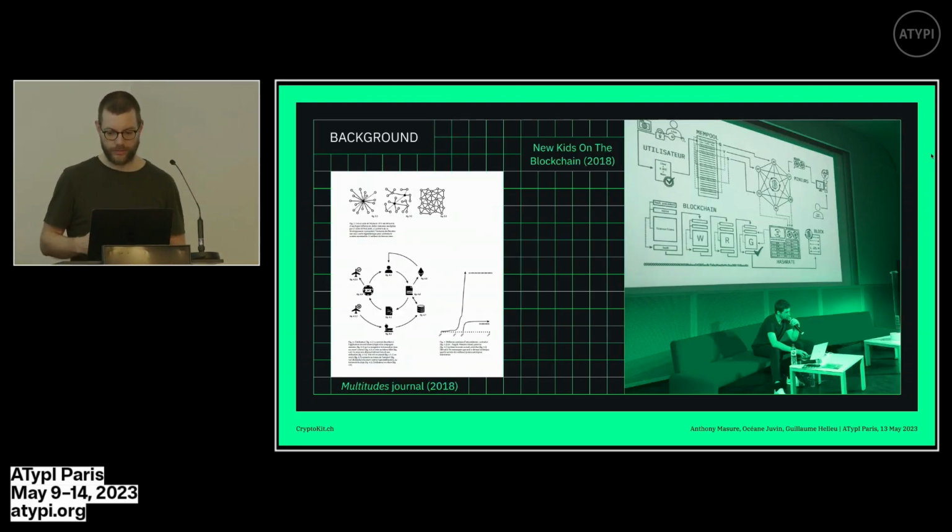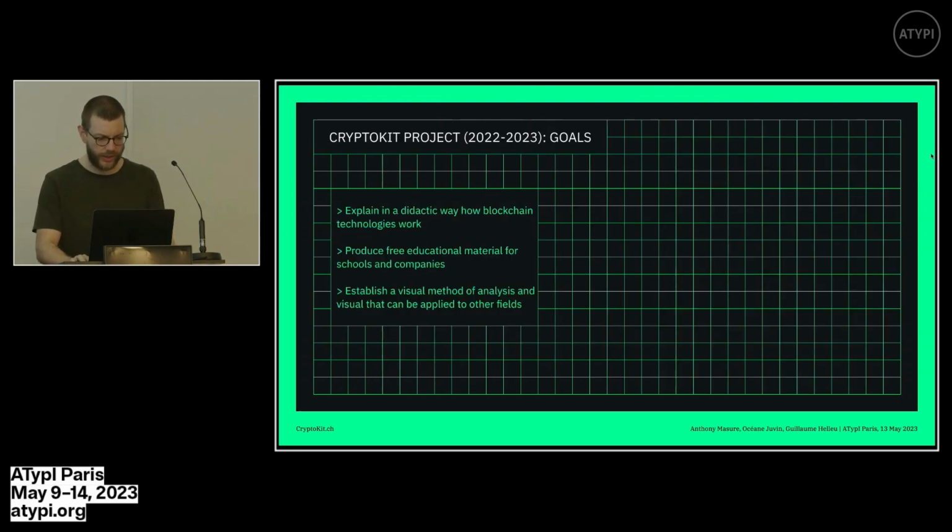We were stuck with that kind of issue with Guillaume 5 years ago when we were doing some lectures, for example, here at the Gaîté Lyrique, or on research papers. So we had to do our own diagrams because we were not able to find good ones online. Here are other examples. So the goal of the CryptoKit project, some years after these examples, was to explain in a didactic way how blockchain actually works, to produce free educational material for schools and companies, and to establish a visual method of analysis that can be applied to other fields.